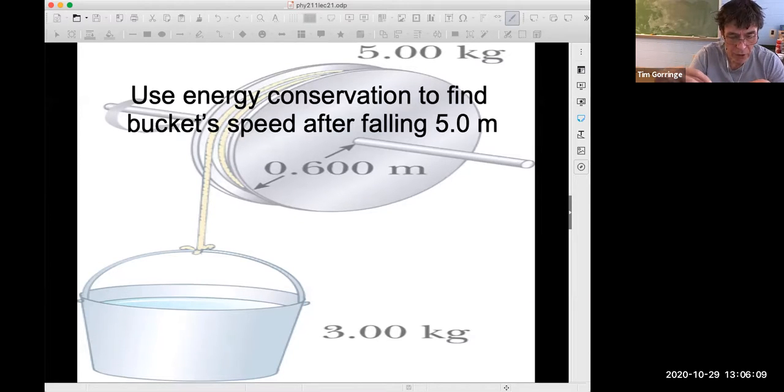So in this problem, we've got a bucket that's attached by a rope to a pulley, and we're going to release the bucket and it's going to go down the well. And in this version of the problem, we're asked to use energy conservation, use concepts of energy, to find the speed of the bucket after falling 5 meters down the well. And we're given some masses and dimensions of the bucket and the pulley. We've got a 5 kilogram pulley, we've got a 3 kilogram bucket, for example.